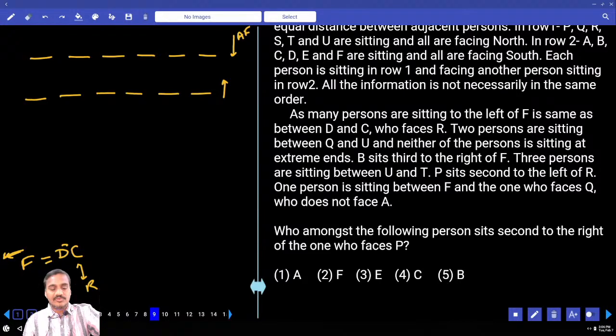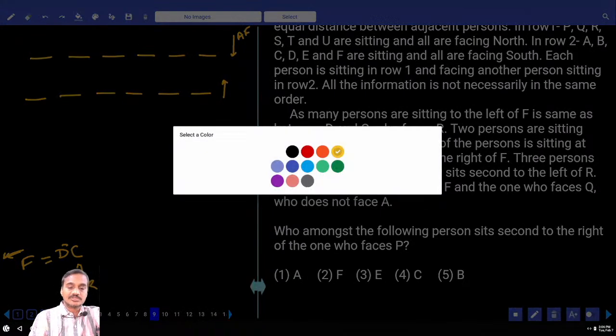Then maybe 1 person is to the left of F, 1 person between D and C. Or if 2 persons are there to the left hand side of F, 2 persons in between D and C, and so on. And 2 persons are in between Q and U. And neither of these 2 persons are sitting at the ends. Then tell me how many possibilities we have.